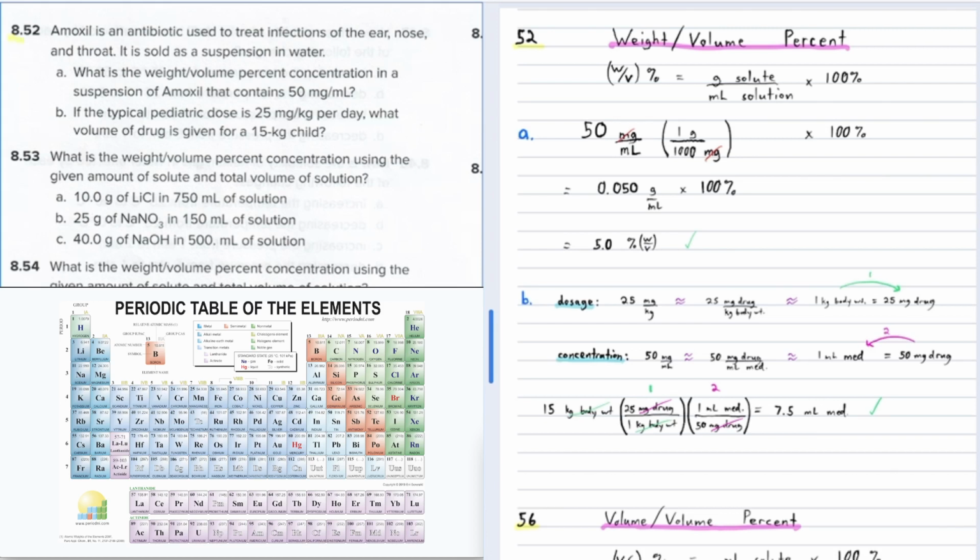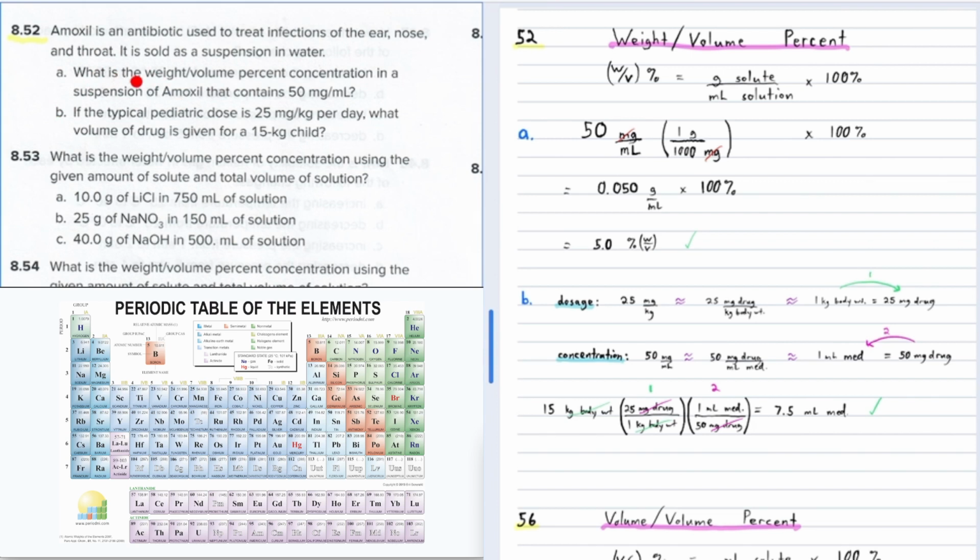Number 52. Amoxil is an antibiotic used to treat infections of the ear, nose, and throat. It is sold as a suspension in water. We got two questions here. What is the weight volume percent concentration in a suspension of amoxil that contains 50 milligrams per milliliter? And then we'll get to part B.